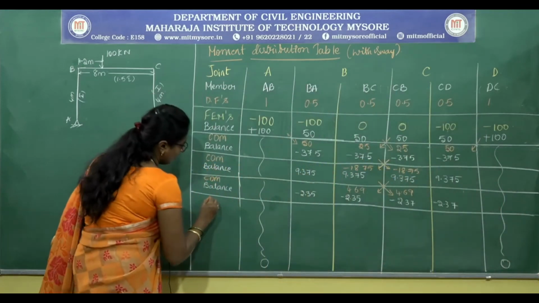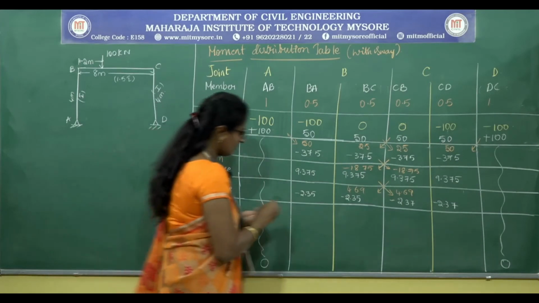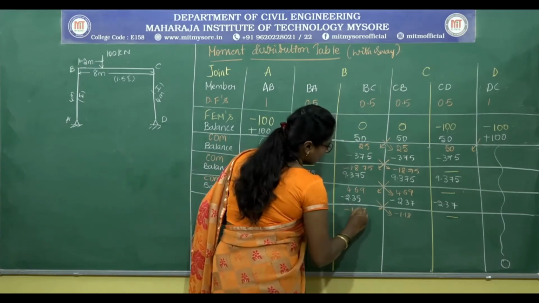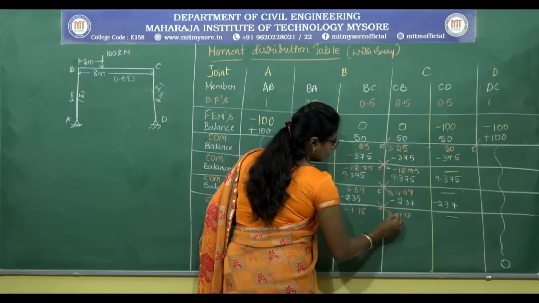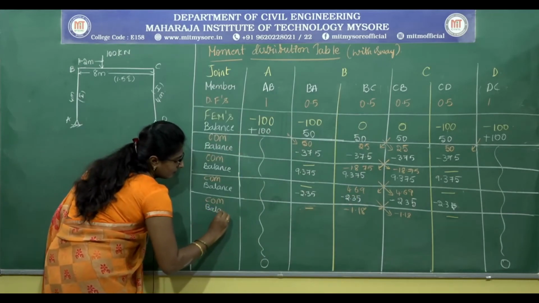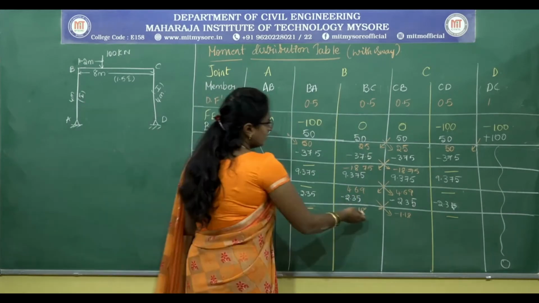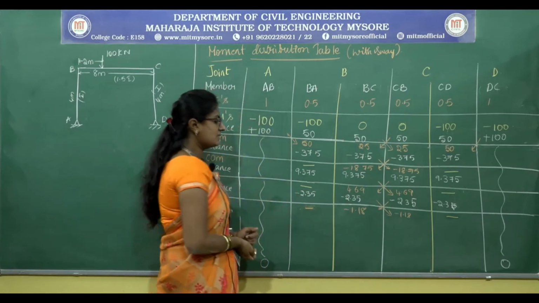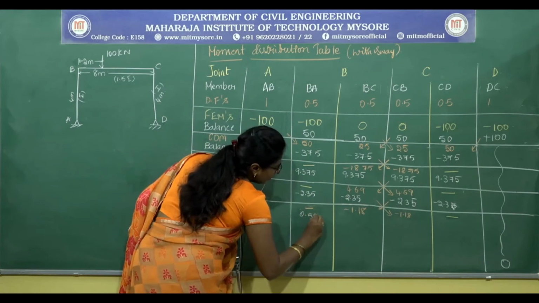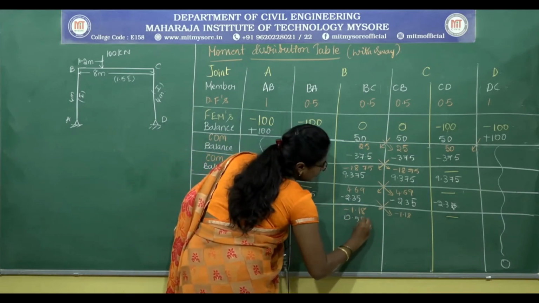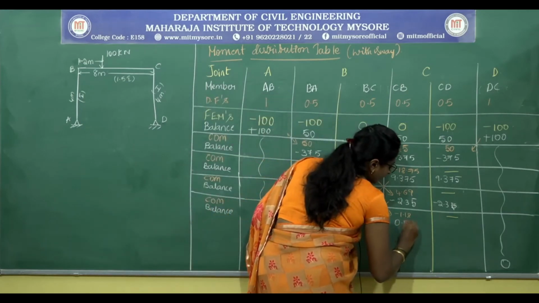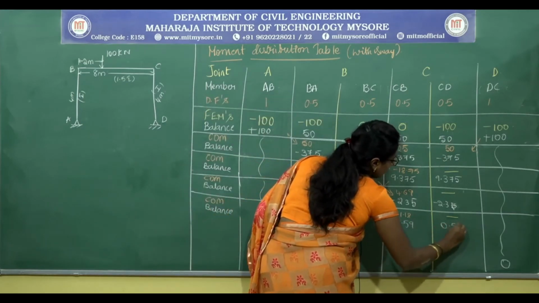Then again carry over moment. So half of 2.35 is minus 1.18, and even here half of 2.35 is minus 1.18. Next again to balance. Minus 1.18 is the unbalanced moment. To balance this, plus 1.18 multiplied by 0.5 will give you 0.59, 0.59, and again plus 1.18 multiplied by 0.5, 0.59 and 0.59.